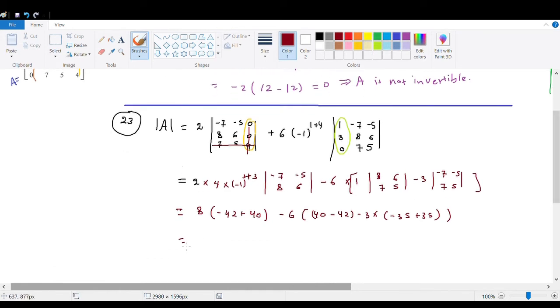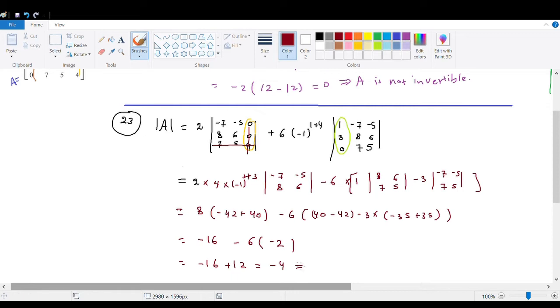So now we have here minus 42 plus 40, which is minus 2. Minus 2 multiplied by 8, minus 16. Then minus 6 multiplied by 40 minus 42, which is minus 2. Minus 3 multiplied by 0 will be 0. So this will give us minus 60 plus minus 16 plus 12. This will give us minus 4, which is not equal to 0.